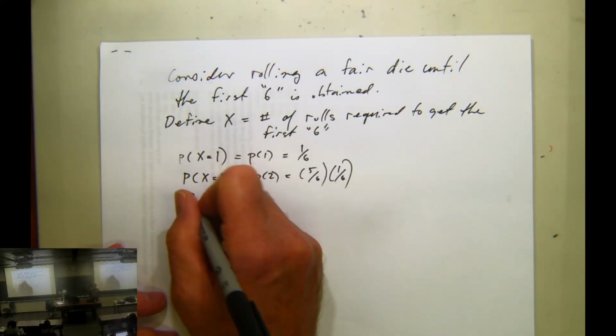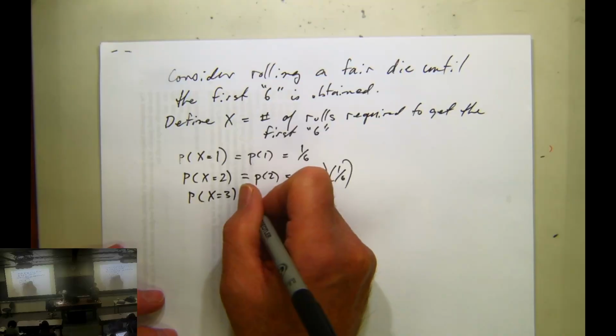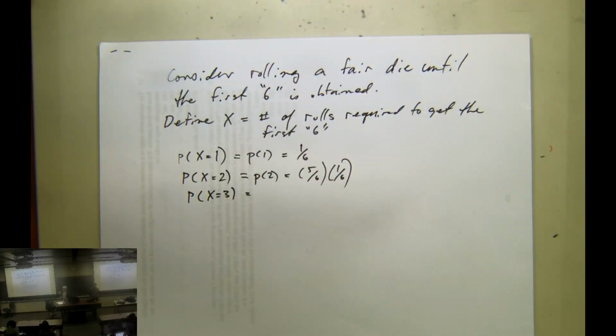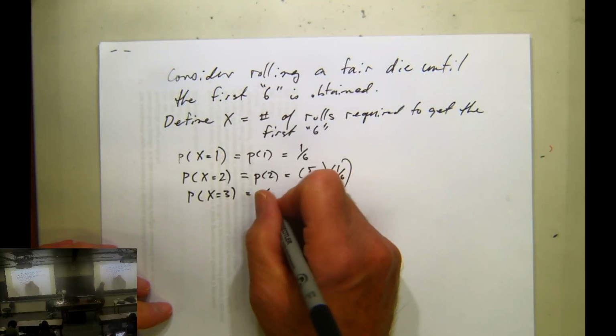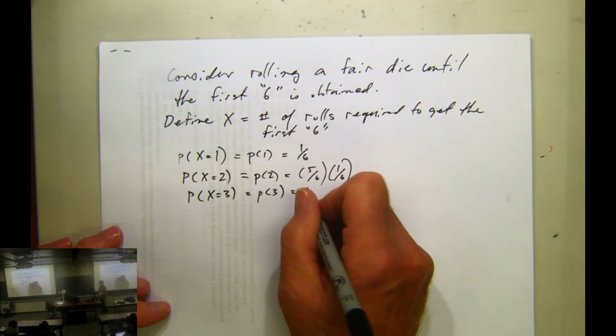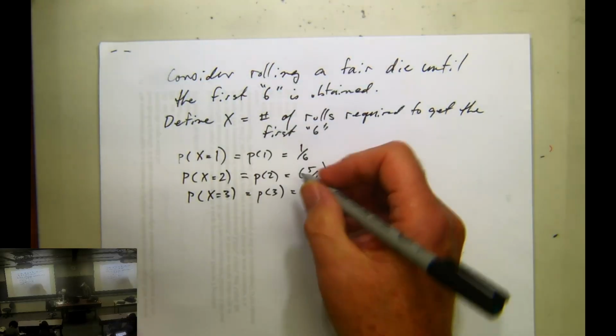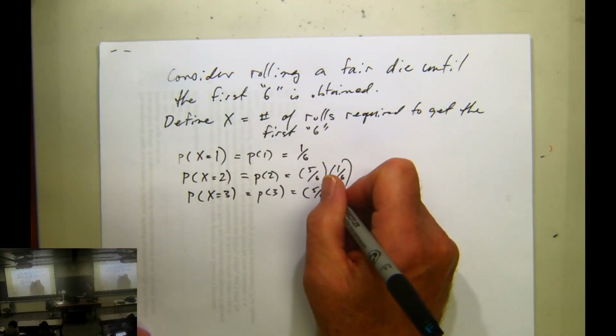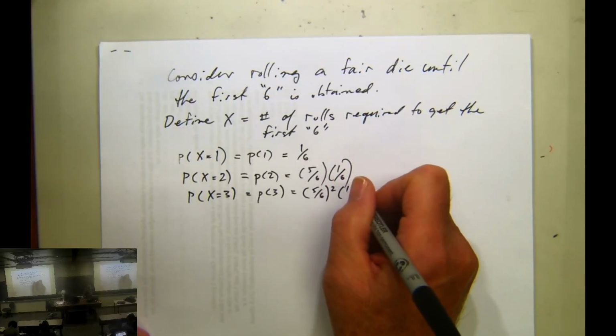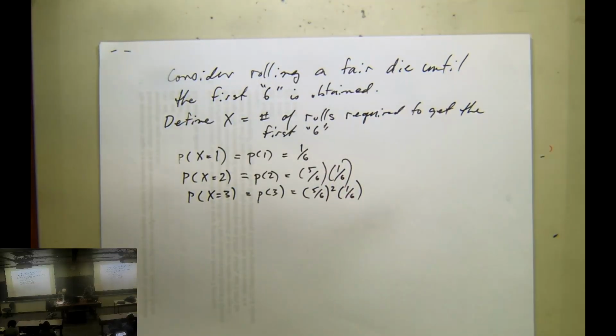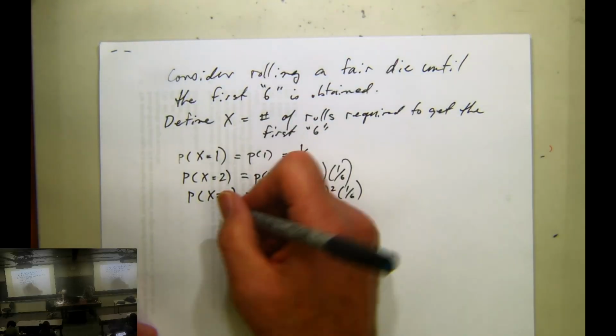Okay, well, what about the probability x equals 3? For the probability x equals 3, I'm going to have 2 failures in a row. And so to get 2 failures, first of all, a non-6 and then another non-6, that's going to be 5/6 times 5/6, which is 5/6 squared, times then the probability of actually getting a 6.